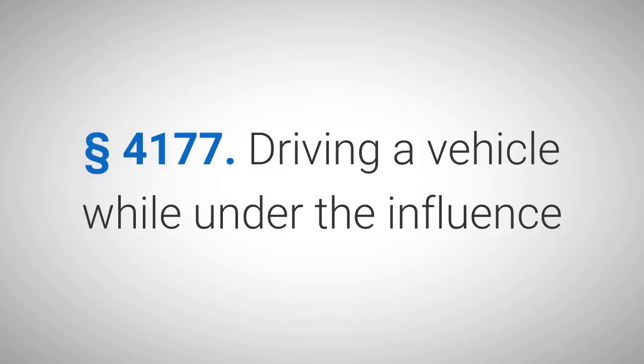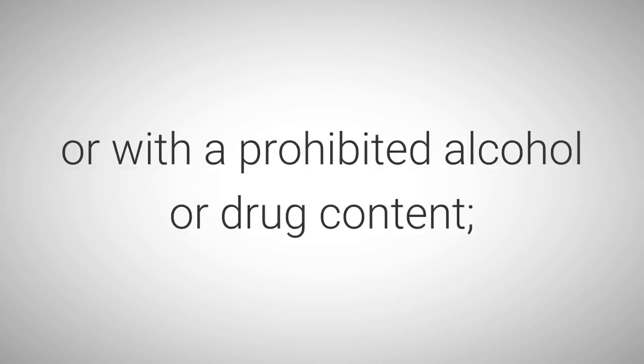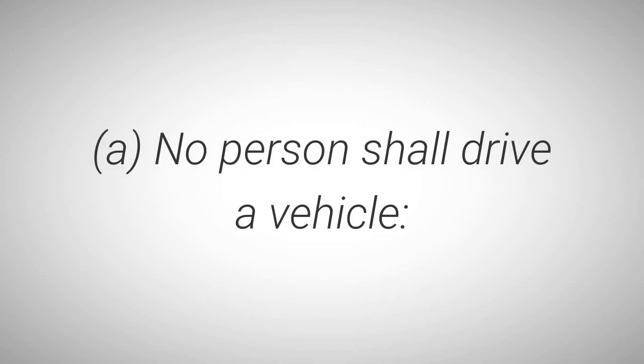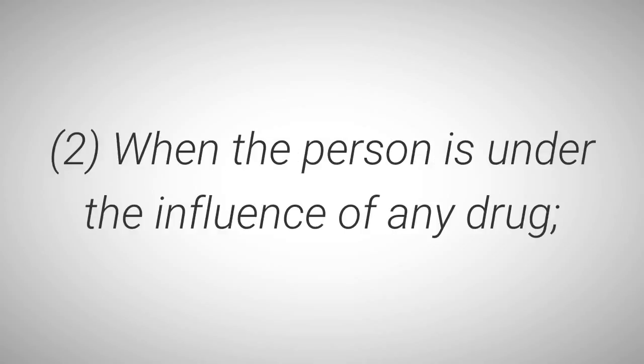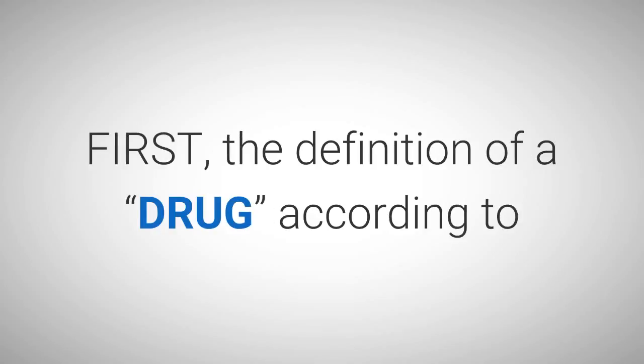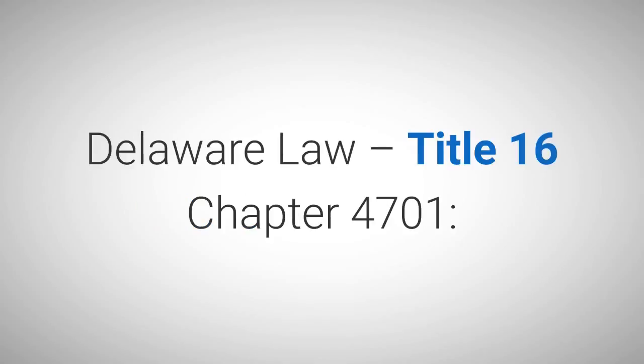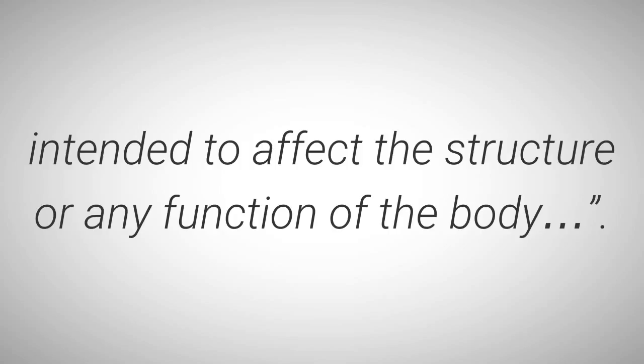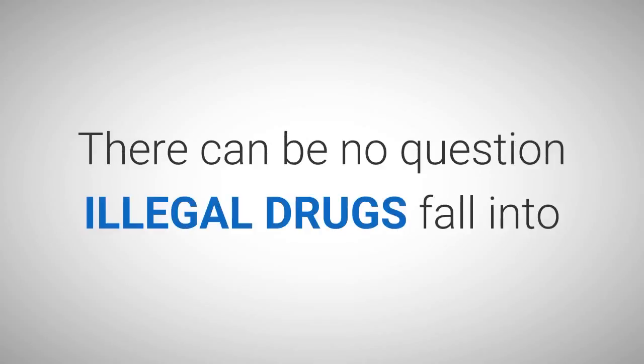Section 4177. Driving a vehicle while under the influence or with a prohibited alcohol or drug content, evidence, arrests, and penalties. A. No person shall drive a vehicle. 2. When the person is under the influence of any drug. First, the definition of a drug according to Delaware law, Title 16, Chapter 4701. Substances other than food intended to affect the structure or any function of the body.